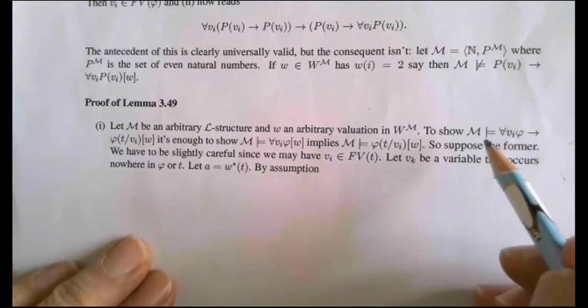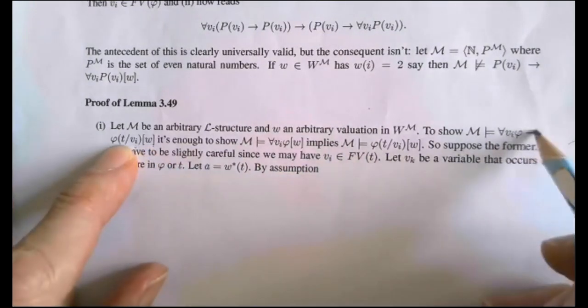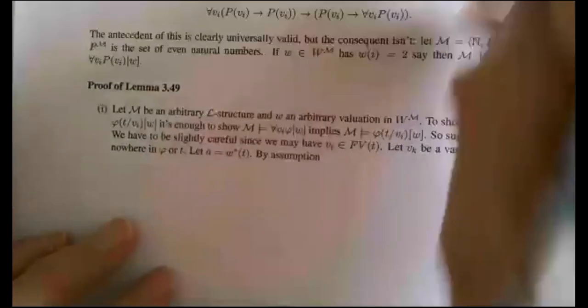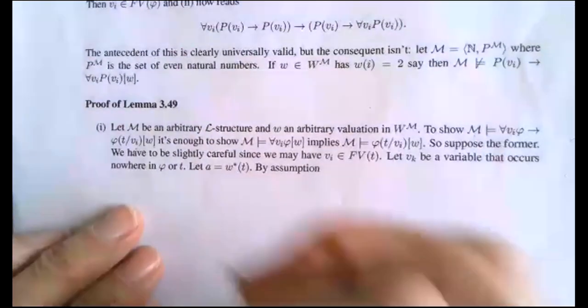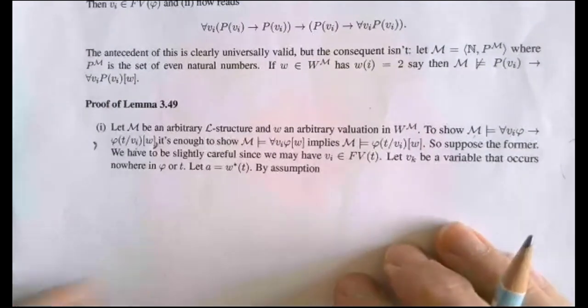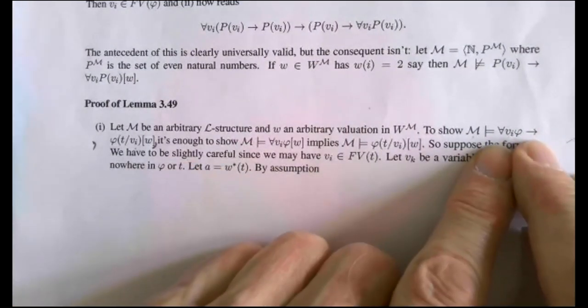And what we want to show, and it crosses the line here, is that the valuation makes the formula true in M. So perhaps a comma would be good there. So we've got to show an implication.